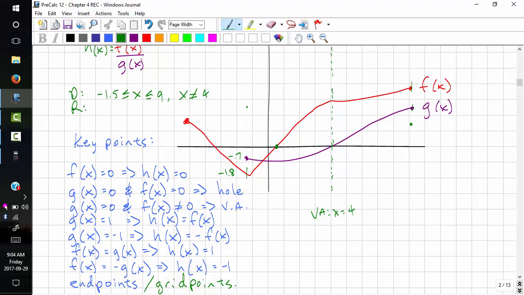Okay, g of x equals 1, so it's just f of x. G of x equals -1. We don't have that. F and g are equal here, so that is 1. F and g are opposite on the x-axis. That occurs roughly here and here. So we plot -1. And we've covered all the key points.